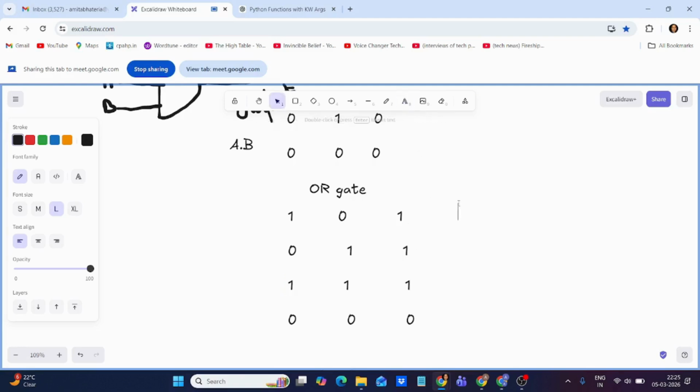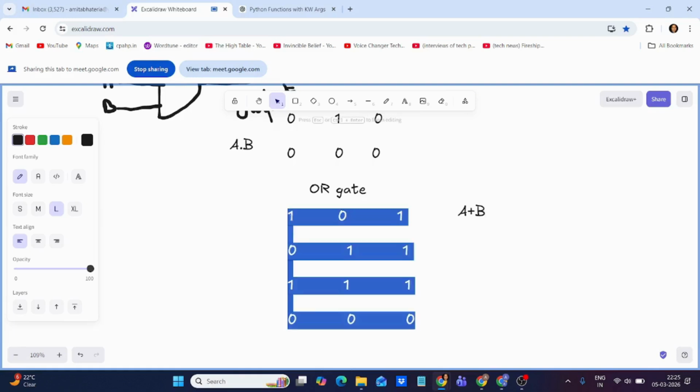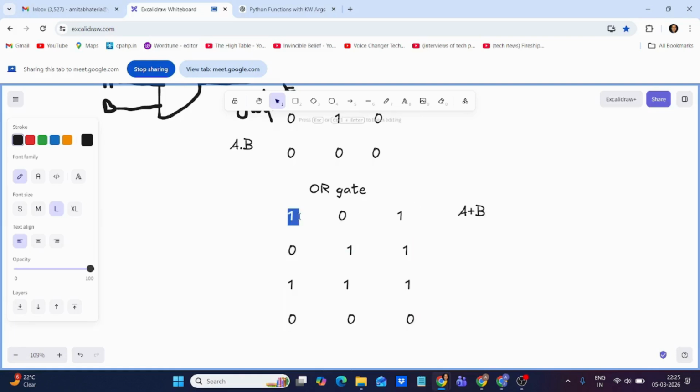And the formula to calculate the OR gate is A plus B, right? Now you tell me, 1 plus 0 is what? One. This is the input for A, and this is the input for B. So 1 plus 0 is equal to 1, and 0 plus 1 is how much? One.